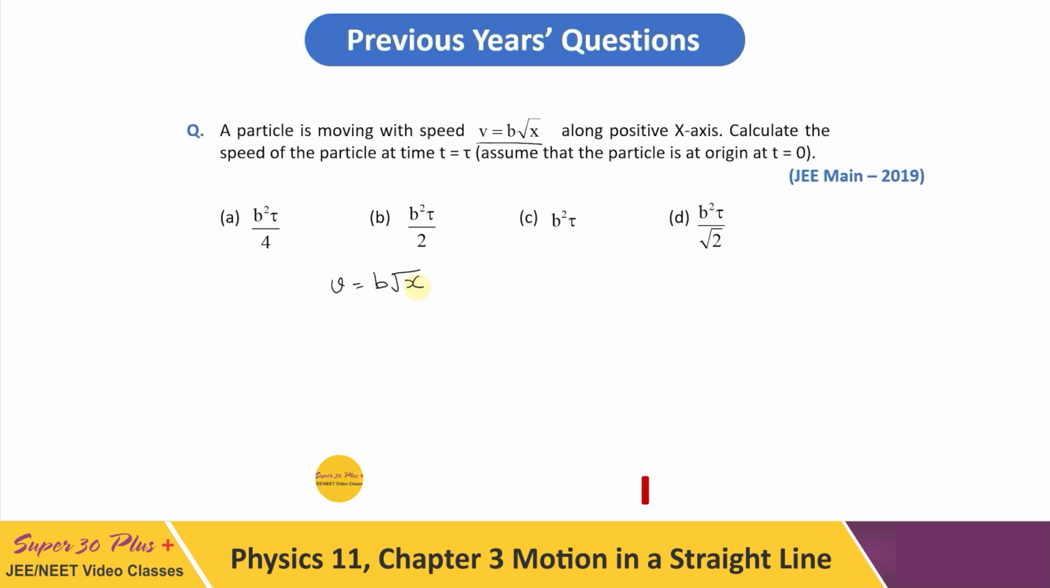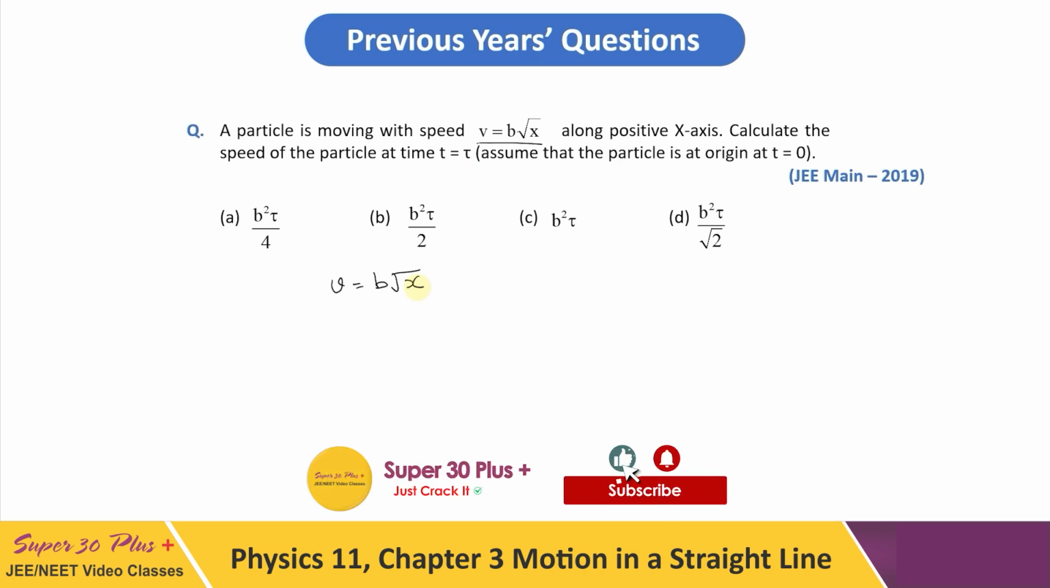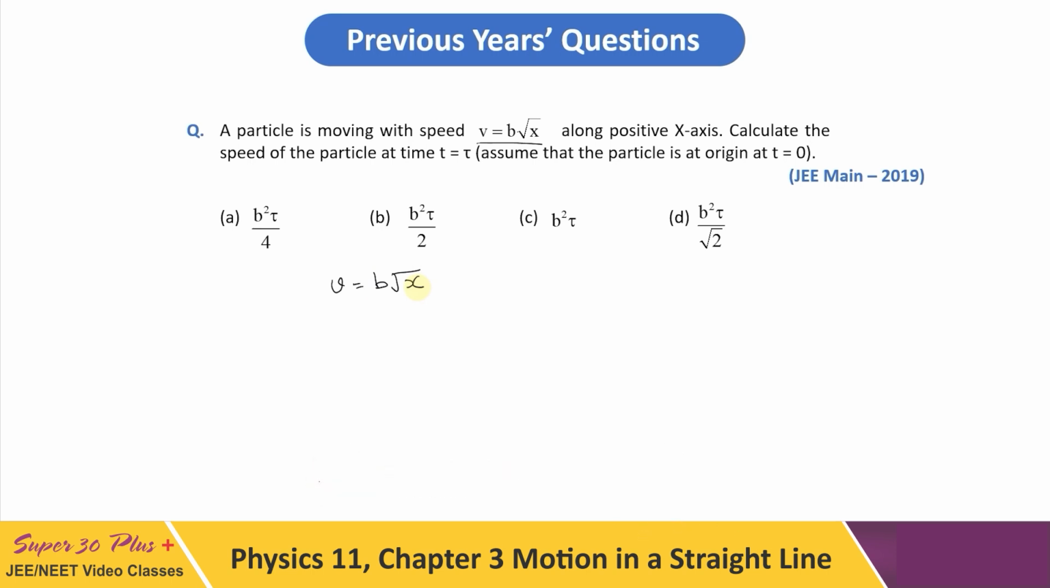Now we have to relate speed with time because here relation is given between v and x. So first we have to get what is relation between v and t and then we can substitute value of t is equal to tau to get velocity or speed at time t is equal to tau. So let us start now.